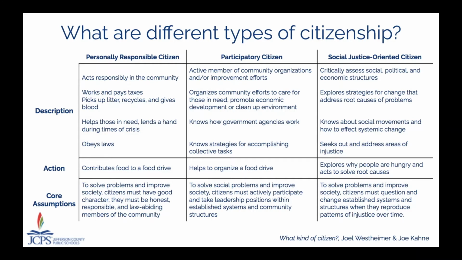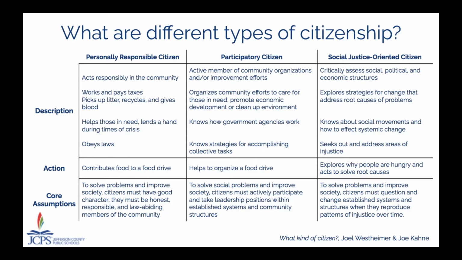There are different types of citizenship, and it should be noted that when looking at these different types of citizenship, we oftentimes are not all the same at the same time. You may be a personally responsible citizen in some ways, you may be a participatory citizen in another way, and you may be, depending upon how you view the world, a social justice-oriented citizen in other ways. This can also exist at different types of levels. You might be one way when it comes to local politics, another at the state level, and finally another at the national or international level.